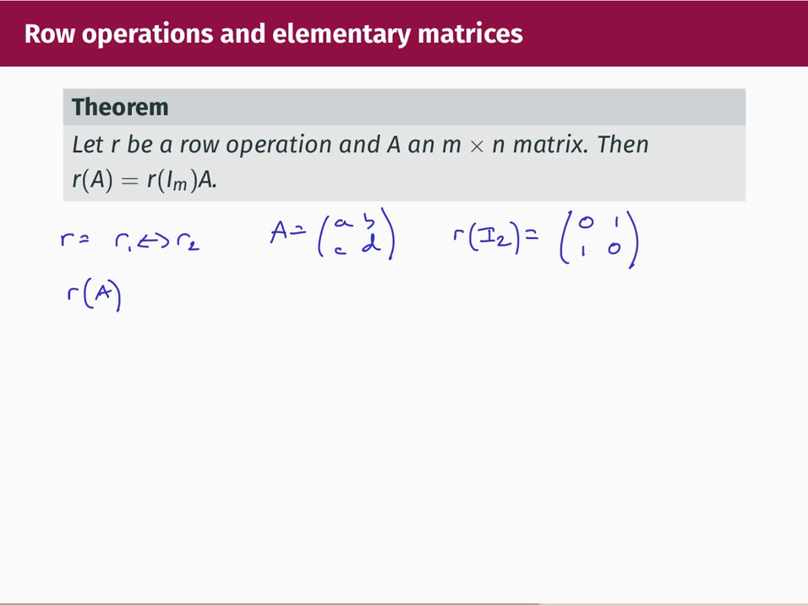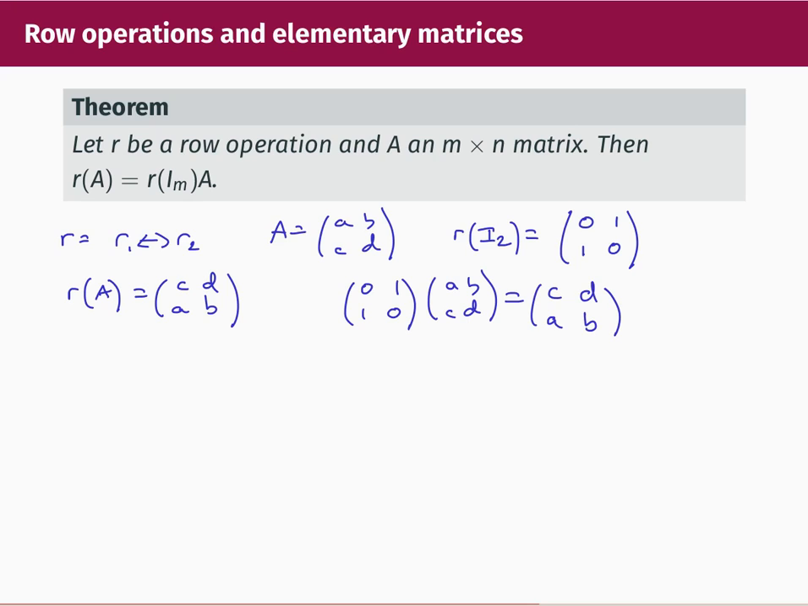R of A, well, to get R of A, I've got to swap rows 1 and 2, so that should be C, D, A, B. Now let's do the left multiplication of R of I2 times A, and you can see what happens here. To get the 1, 1 entry, I do 0 times A plus 1 times C. To get the 1, 2 entry, I do 0 times B plus 1 times D. And similarly, I'll get an A, B down here. And we really do have that R of A and R of I2 multiplied by A are the same.